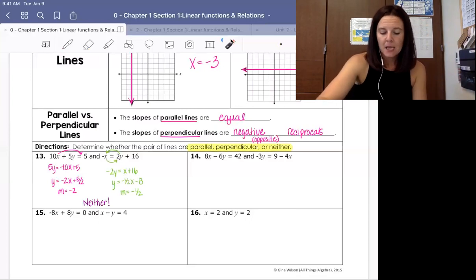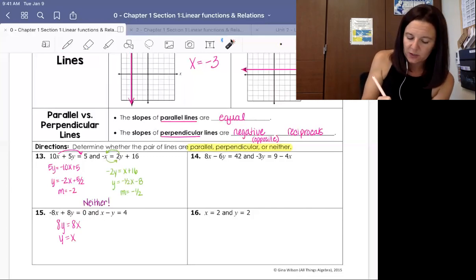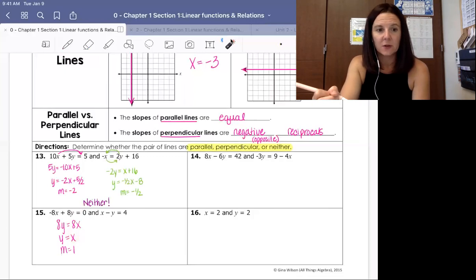All right. The next one we're going to do together is number 15. We're going to get the y by itself. So I move the 8y to the other side, or sorry, the 8x to the other side, which makes it positive 8x. Divide both sides by 8, and then we get y equals x. So even though this doesn't look like it's in slope-intercept form, we could put a 1 plus 0 there, which would make it a slope of 1 and a y-intercept of 0.